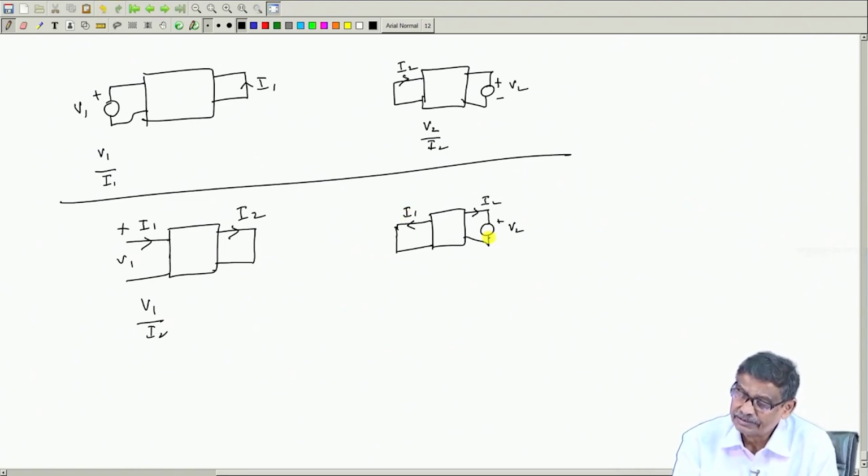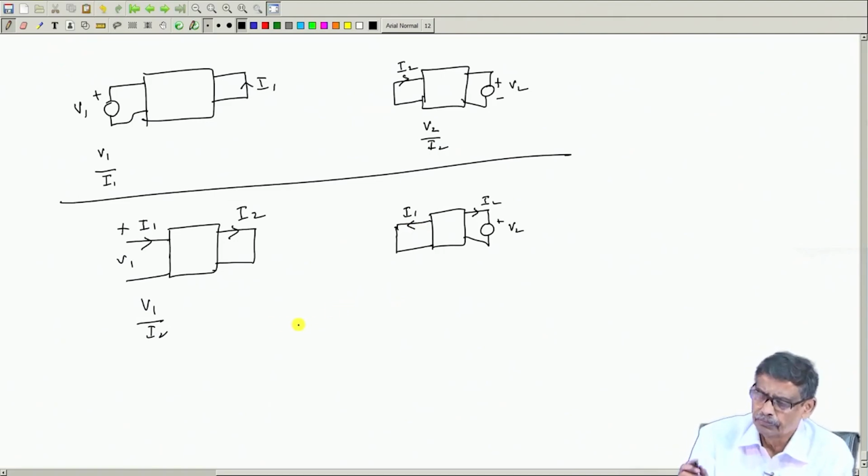Then if you calculate this impedance V2 by I1 and equate it to V1 by I2, that is not fair, that is not correct, that is what I want to tell. V1 by I2, that is fine. So V2 by I1, if you assume in this way, that is okay. So, I think you have got the point. Any doubt? No, hopefully not.